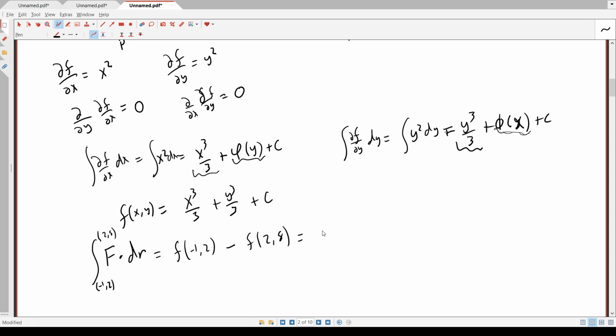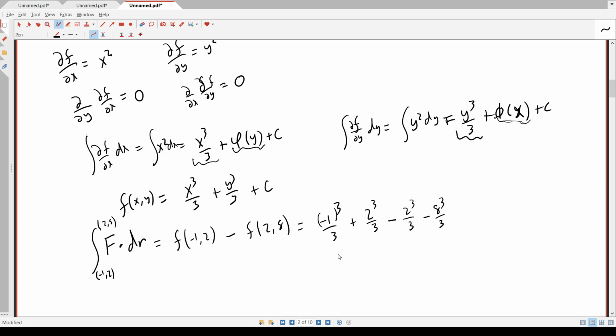And so this constant is going to cancel out in either case. What I'm going to end up with is negative 1 cubed over 3 plus 2 cubed over 3 minus 2 cubed over 3 minus 8 cubed over 3. And then the c's cancel out, right? I would have plus c and then also minus c, so they cancel out. Did I do it backwards? I did do it backwards. You're right.